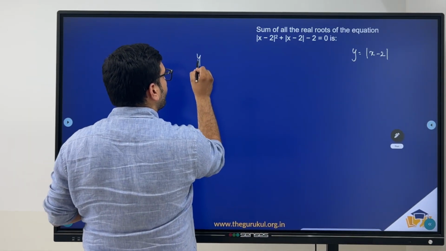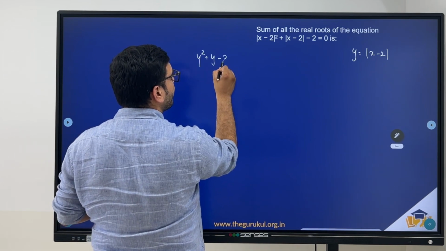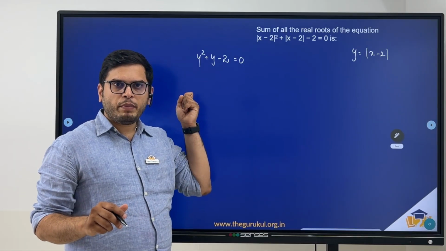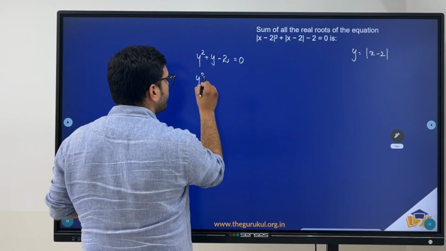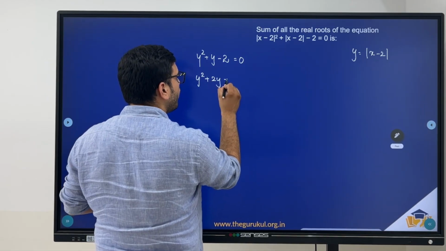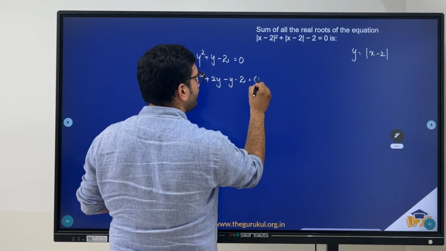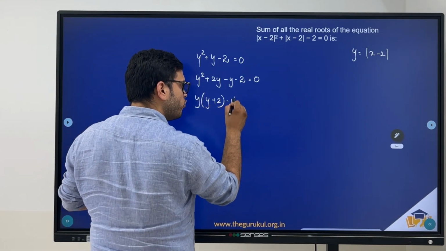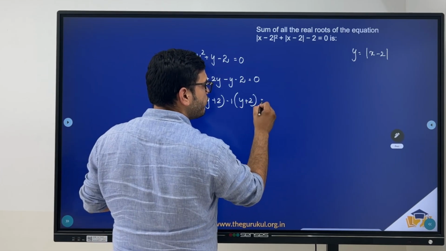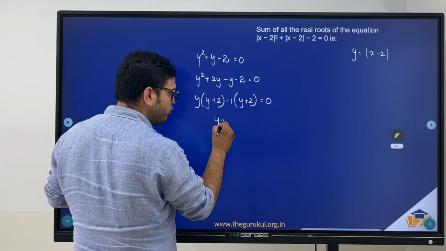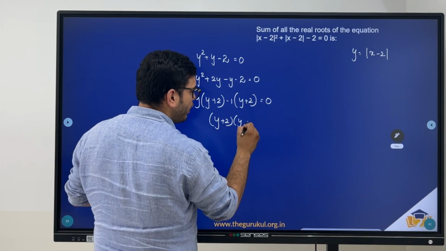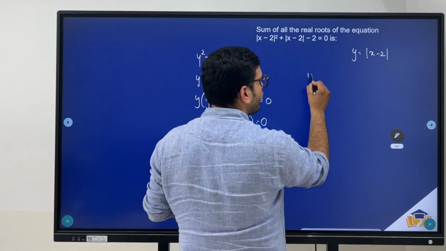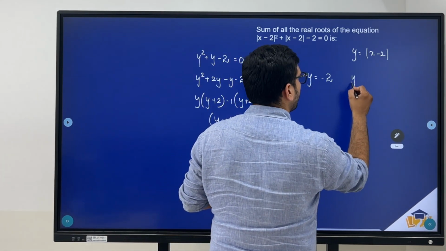So I'll be writing this as y square plus y minus 2 is equal to 0. Now the product of two numbers should be minus 2, sum should be plus 1, right? So I will write this as y square plus 2y minus y minus 2 is equal to 0. If I take y common, you will have y into (y plus 2). If I take minus 1 common, (y plus 2) is equal to 0, or I can write this as (y plus 2) into (y minus 1) is equal to 0. Now this will be equal to 0 when y is equal to minus 2 or y is equal to 1.